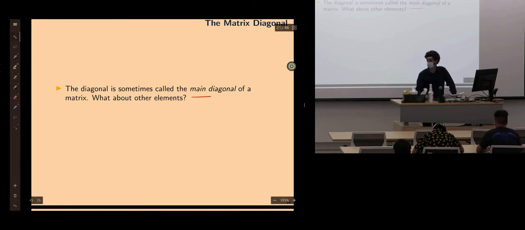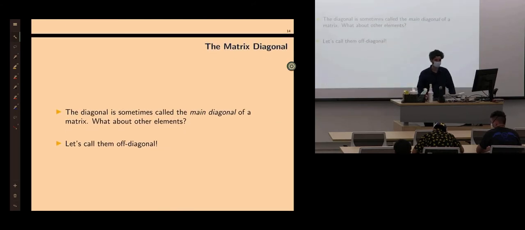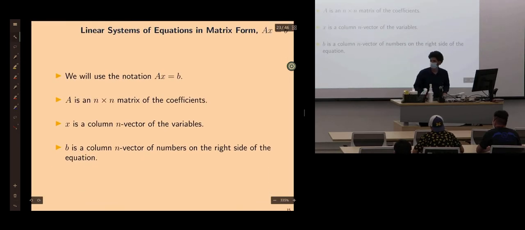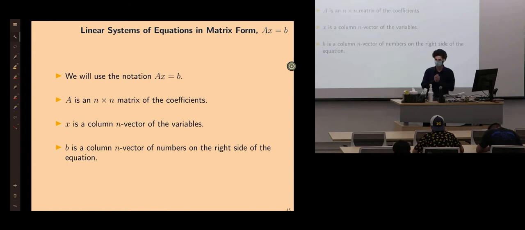How about the other elements? For lack of creativity, we call them off diagonal, just not on the diagonal. So we can classify a matrix into two sets of numbers: the ones that are on the diagonal and the ones that are not. The ones that are not on the diagonal, we call off diagonal.